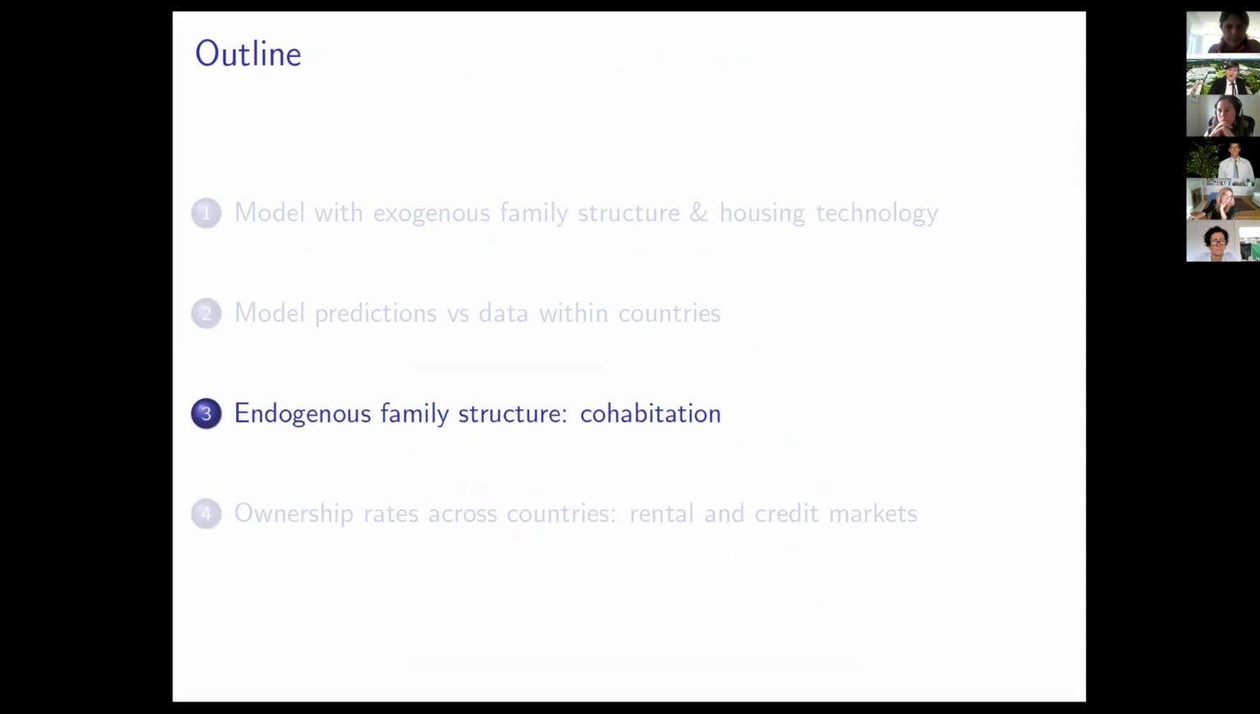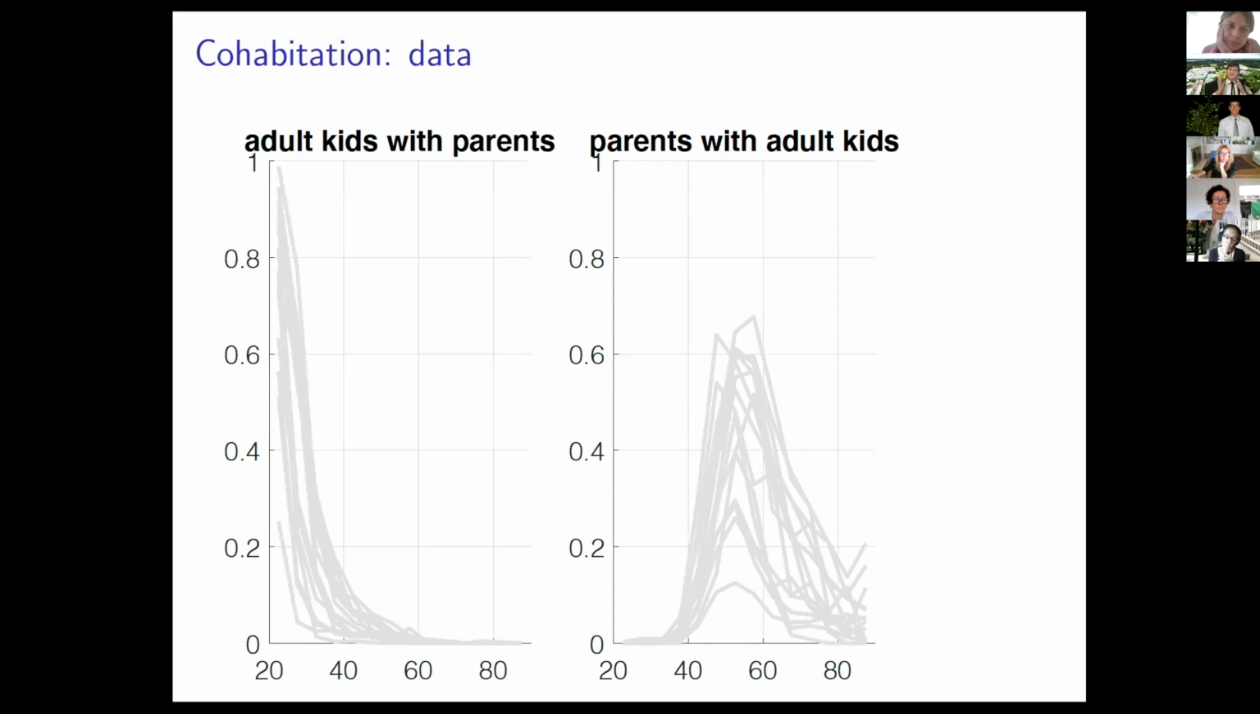Now I'm going to move on and enrich the model to allow for cohabitation. Cohabitation here means that young agents in the model have an extra option to move in with their parents. Before talking about the theory, let me show you in the data that cohabitation is an important phenomenon to study, at least in some countries. The left graph here shows the share of adults by age that live with their parents. The right one shows the flip side of that: the share of adults that have an adult child living with them. The gray lines correspond to all the different countries in our sample.